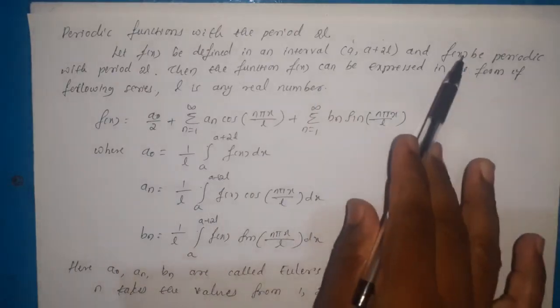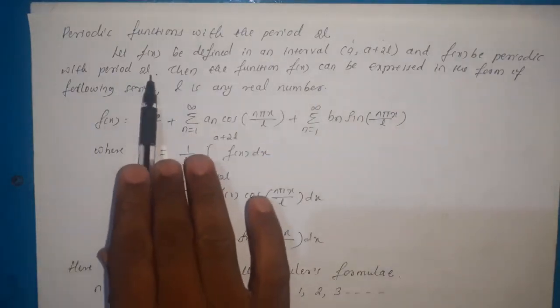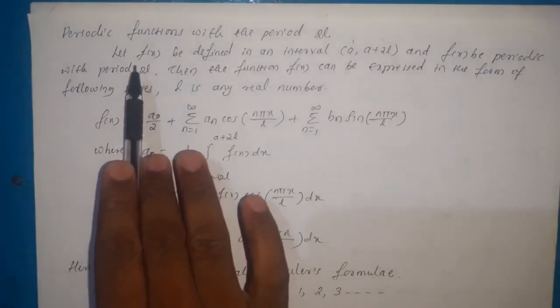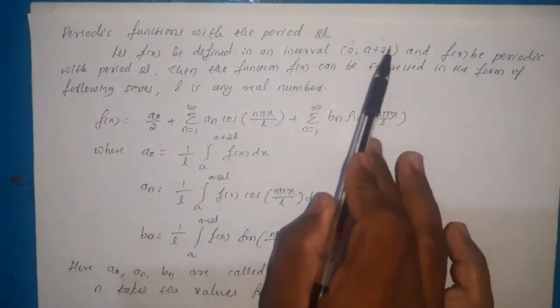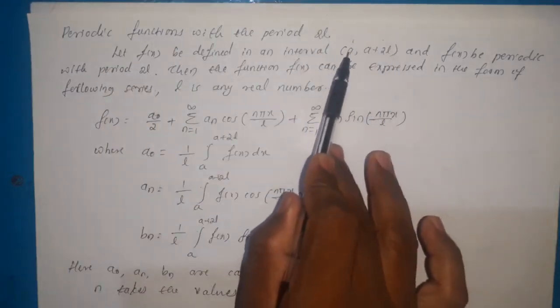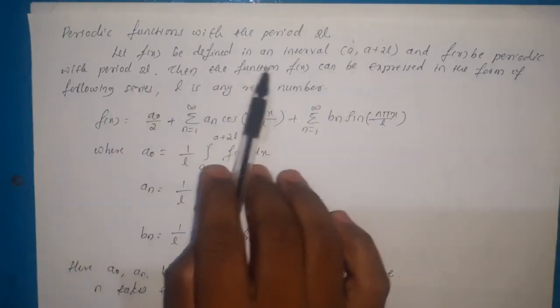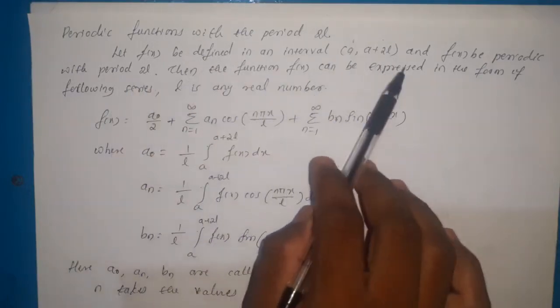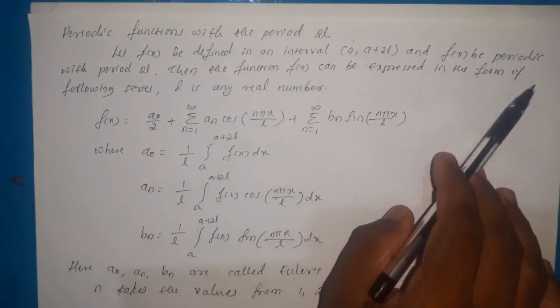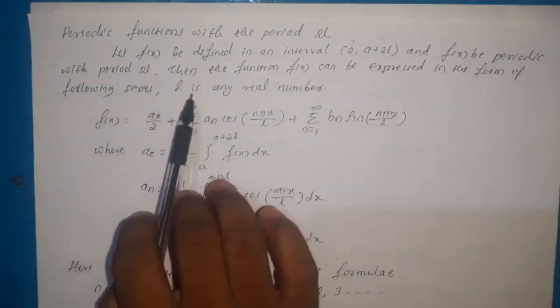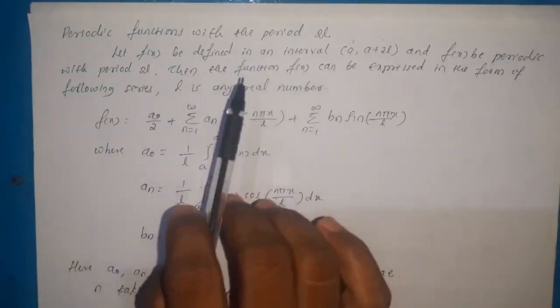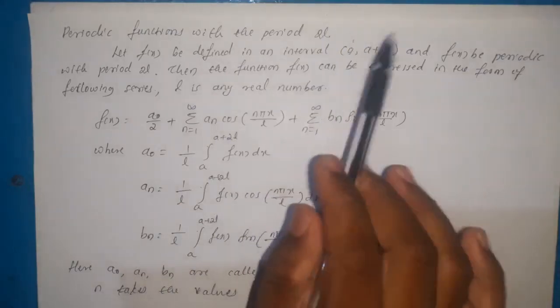So here f of x is periodic with the period 2L. We can obtain that 2L by subtracting the lower limit from the upper limit. Then the function f of x can be expressed in the form of the following series, where L is any real number. So L may be any real number.